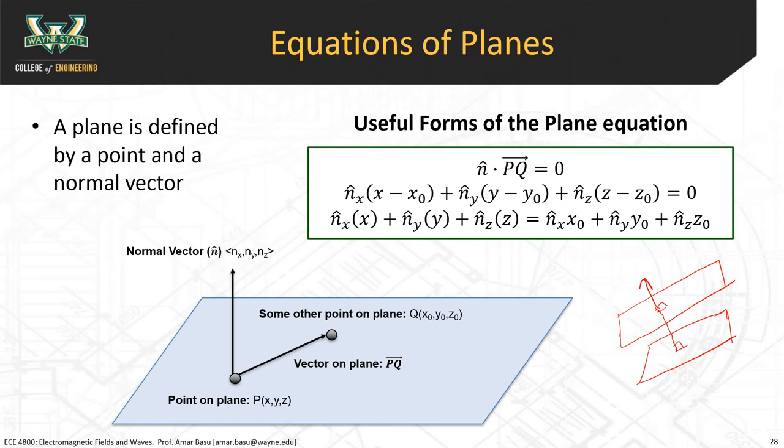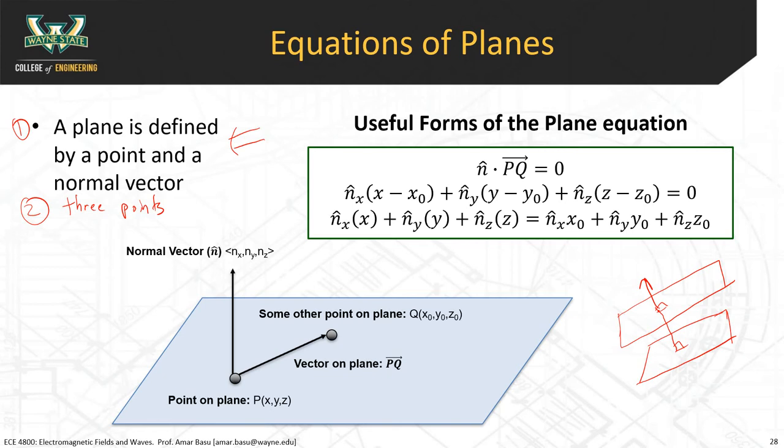Well, there's a couple ways to identify a plane. One is what you see here. A plane is identified by a point and a normal vector. Another way to identify a plane is by three points. Two points is enough to define a line. Three points is enough to define a plane. All right, so we are more focused on this approach here where we define a plane by a point and a normal vector.